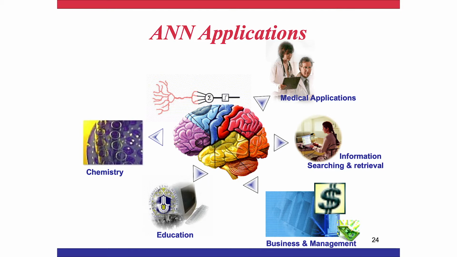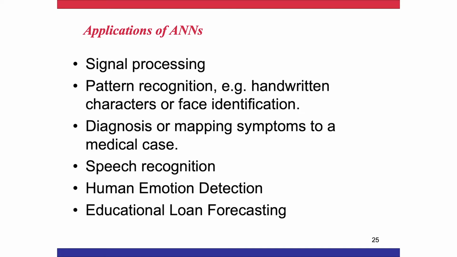And more towards applications in computer science or business, we know signal processing and pattern recognition in terms of handwriting, characters and face identification, and diagnosis for medical cases. In speech recognition, we can identify whether a particular speech is from user A or user B, and based on this we develop a lot of security systems.